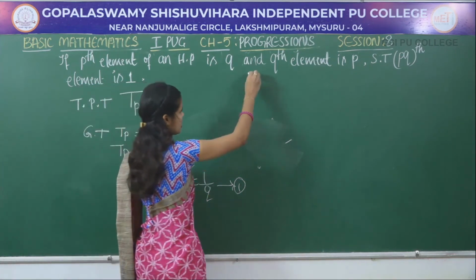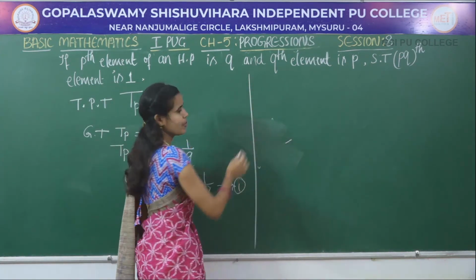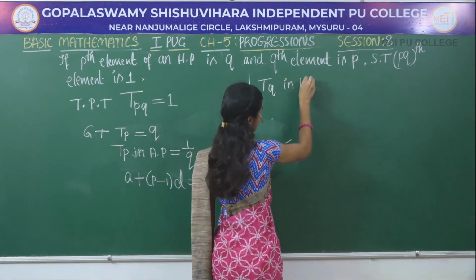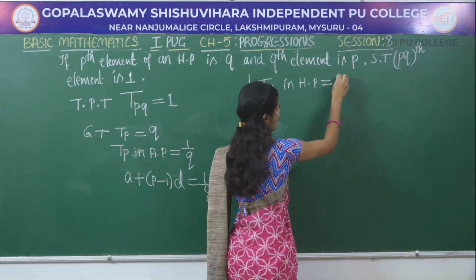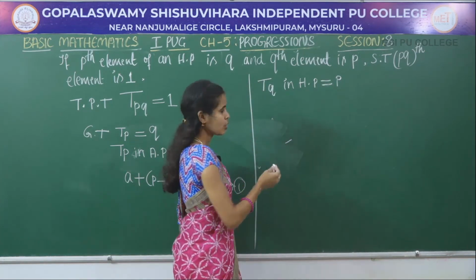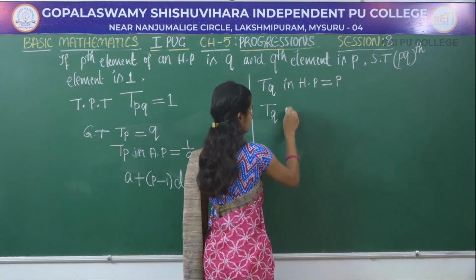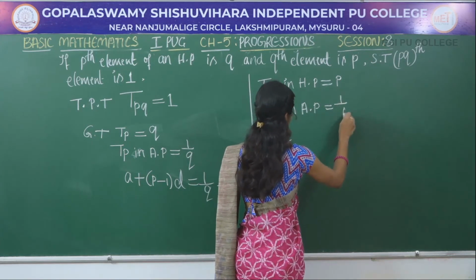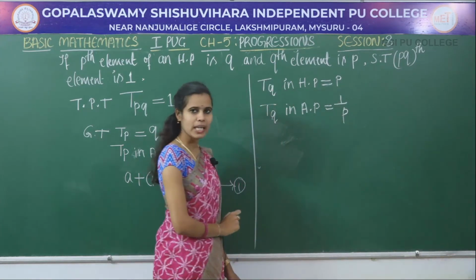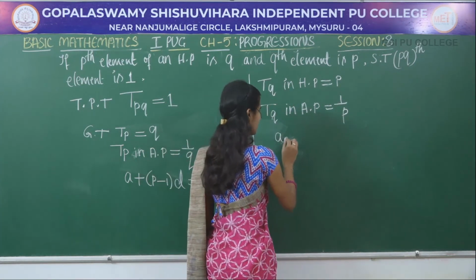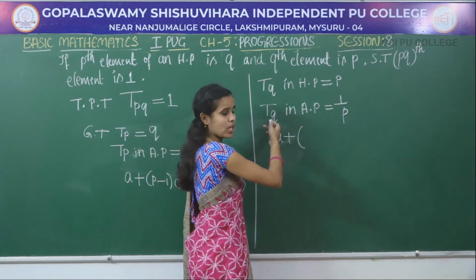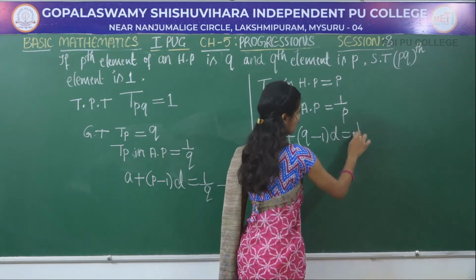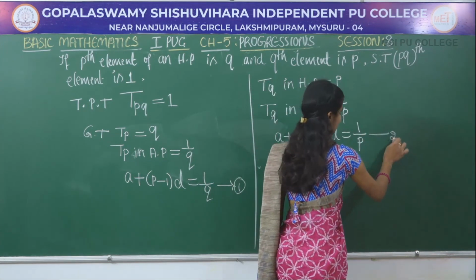Now consider the next condition. The qth element is p, so the qth element Tq in HP is equal to p. Therefore, the qth element in AP is 1 by p. The qth element in AP is defined as a plus (n minus 1) into d. Here n means q, so a plus (q minus 1) into d is equal to 1 by p. Call this equation 2.